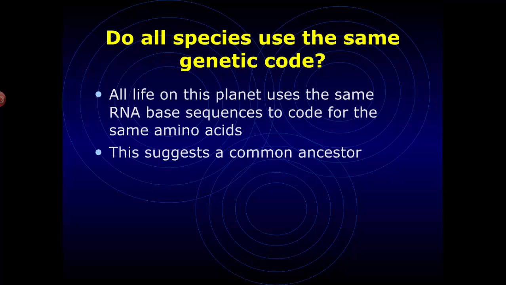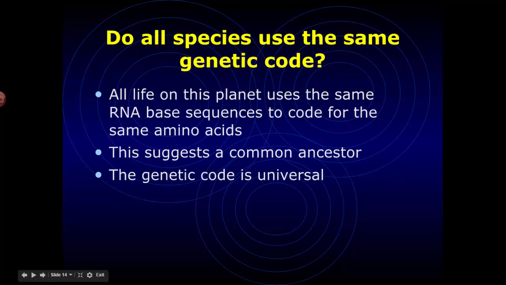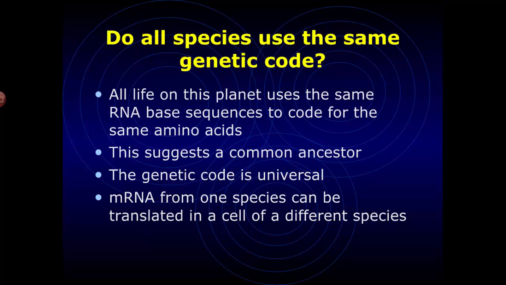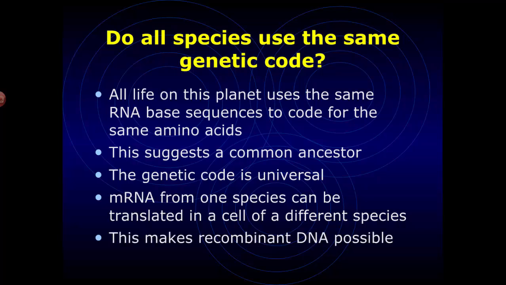So the importance of this question is that if we all have the same amino acids and the same 4 bases in RNA and the same sequences code for the same amino acids, that means we must have had a common ancestor at some point. The genetic code, the sequence of bases in each codon that codes for a specific amino acid, is universal on this planet anyway. So messenger RNA we can take out of one species, we can put it into another species' cell, and it'll make the same protein it would make in the original species.